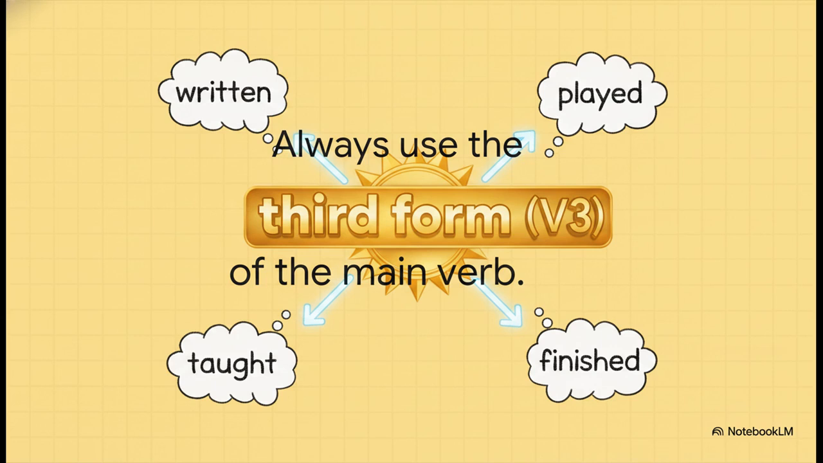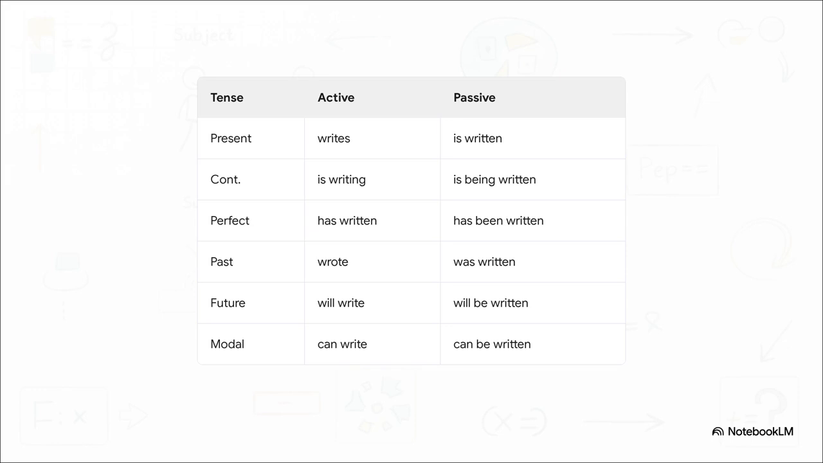Now, here is the golden rule. If you remember literally only one thing from this entire explainer today, please make it this. The third form, or V3, is the absolute VIP of the passive voice. It is non-negotiable. Whether you're dealing with past, present, or future tense, the main verb in a passive sentence is always going to be in the V3 past participle form. We're talking words like written, played, taught, or finished. So consider this your ultimate exam cheat sheet. It shows you exactly how that helping verb adapts to different tenses, while your VIP, the V3, remains completely constant.